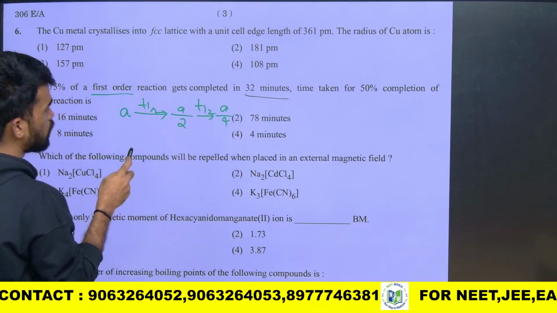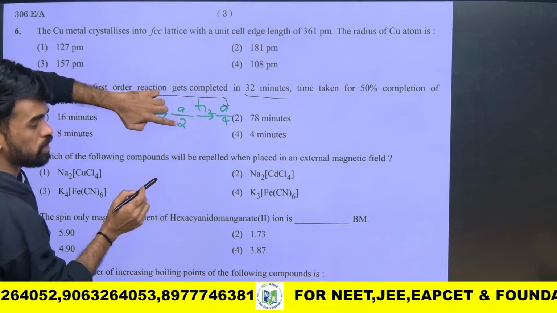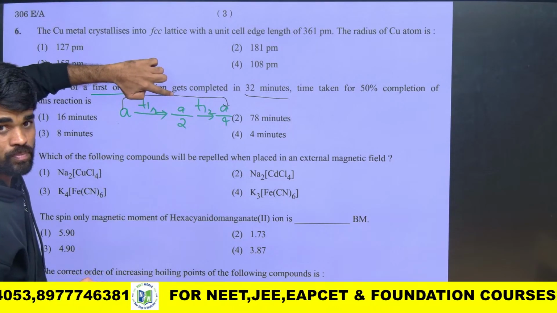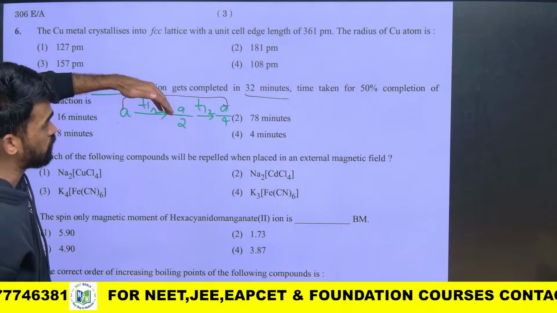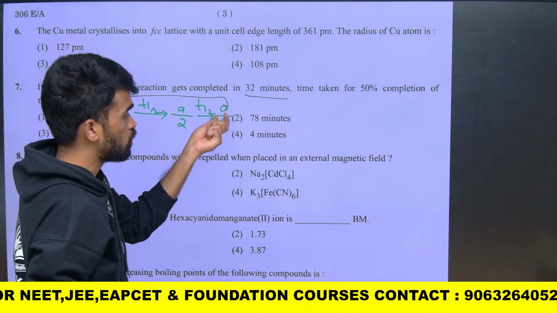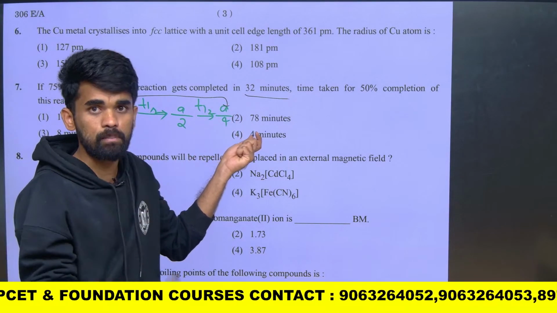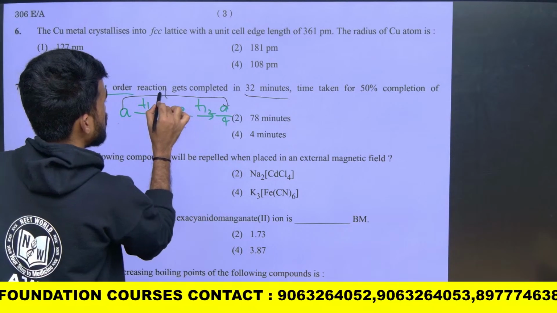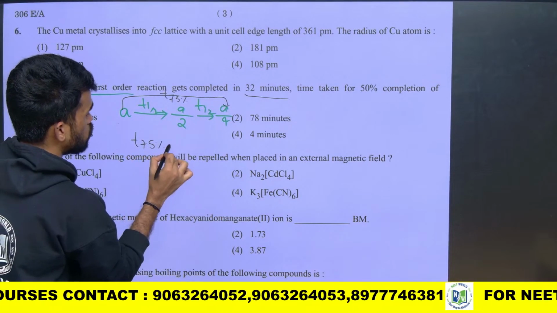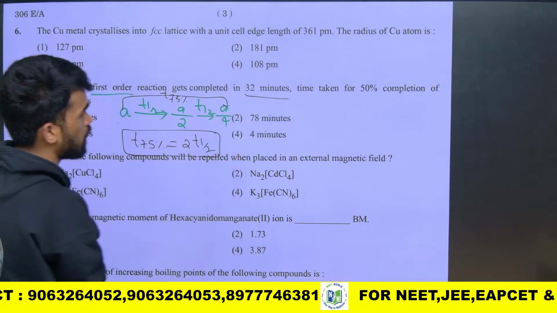Now from here to here, can I say 50? A by 2 means 50. If A is 100, this becomes 100 by 2, that is 50. Again 50 by 2 is 25. So what is the concentration remaining? 25% is remaining, which means 75% is completed. So I can say T 75% equals 2 T half.